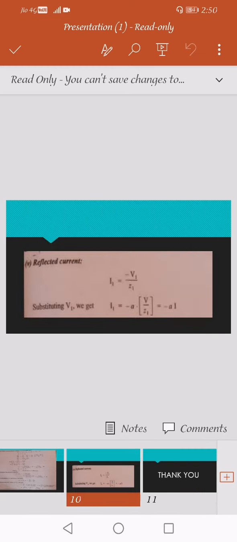Substituting V1, we get I1 equal to minus A of V by Z1, equal to minus AI.